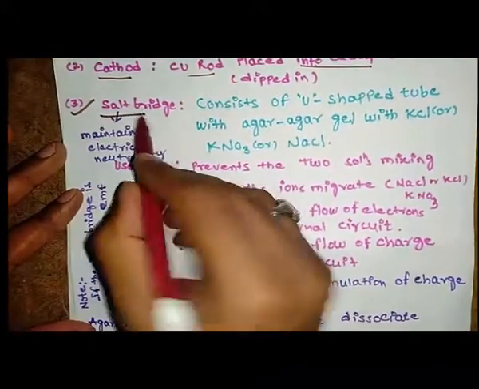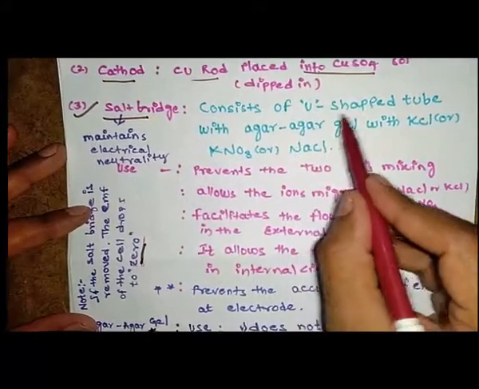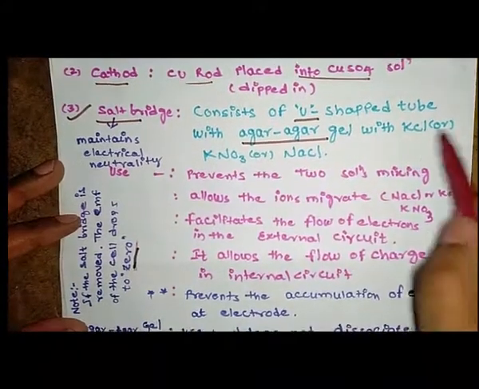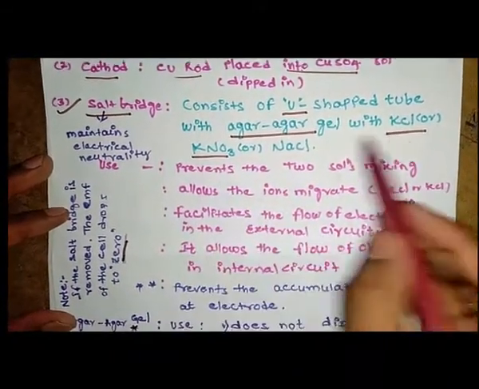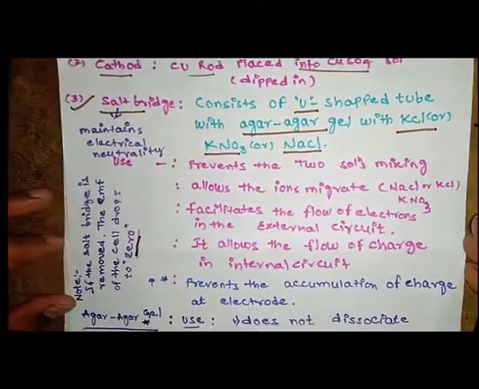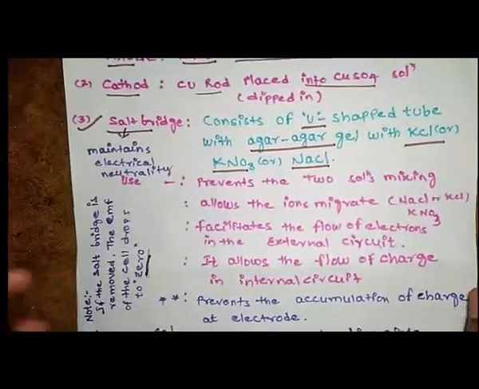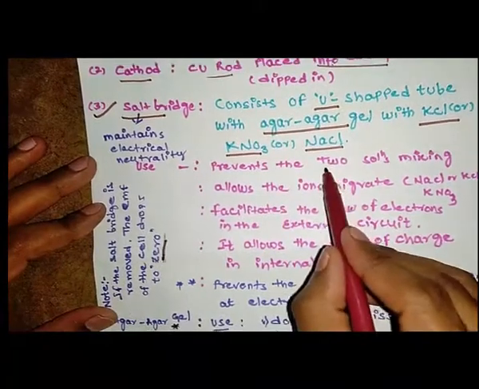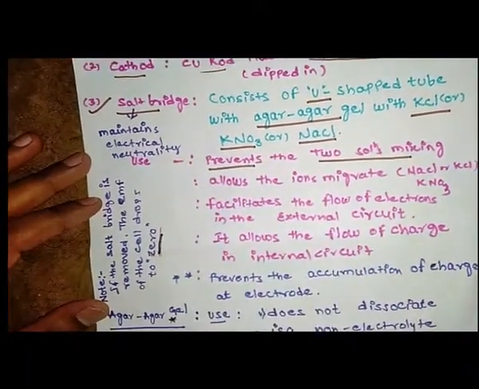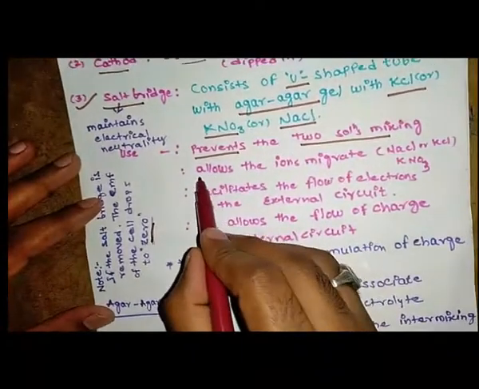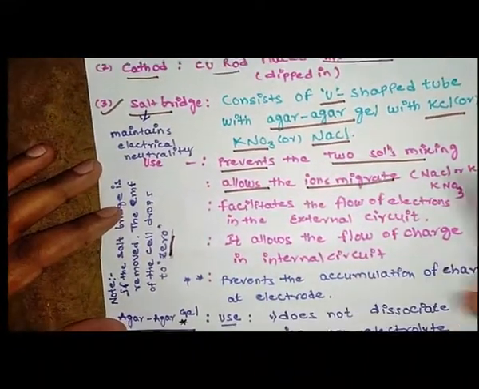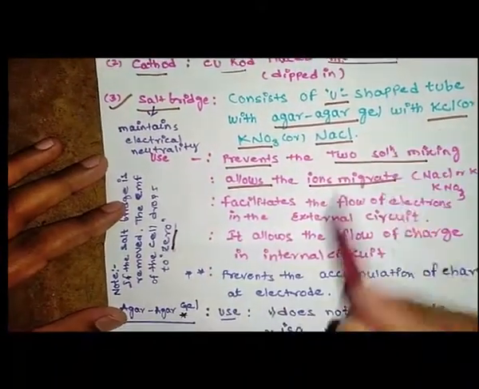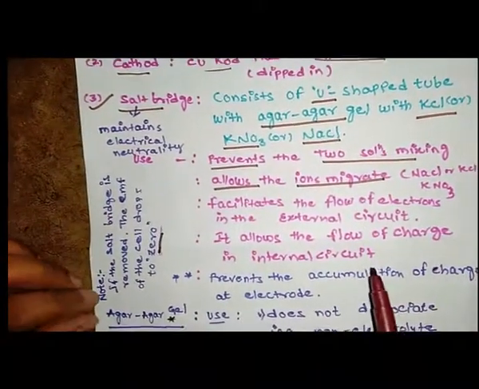So see here, salt bridge. Salt bridge consists of a U-shaped tube with agar-agar gel with KCl or KNO3 potassium nitrate or NaCl. So what is the use of salt bridge? Salt bridge prevents the two solutions mixing, but it allows the ions to migrate from the NaCl, KCl, KNO3 in the tube.